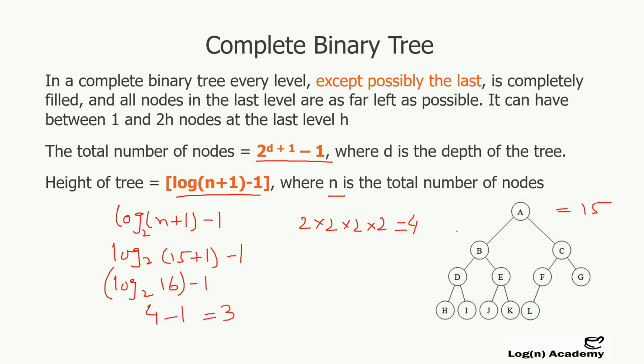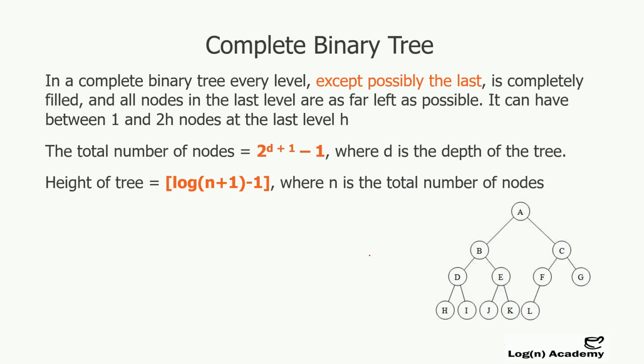And the height of this tree we know is 3 also: 0, 1, 2, and 3, right? This is how we can calculate the depth, the height of the tree. We can also call them the depth, right? And we can also get the total number of nodes.